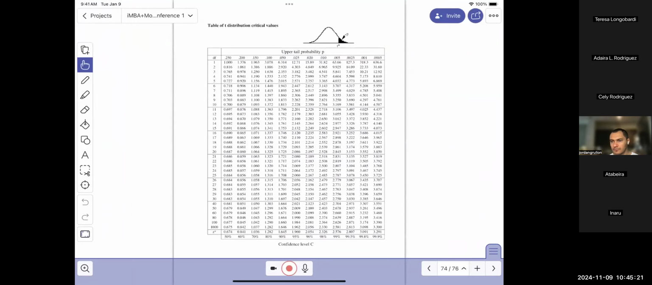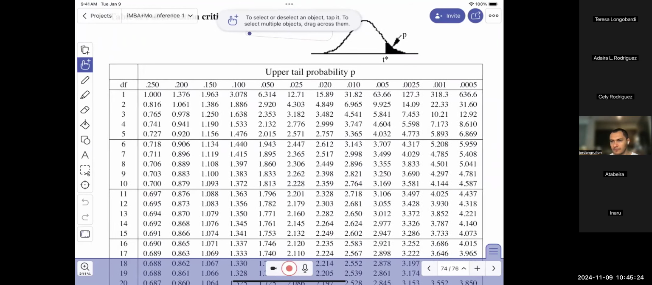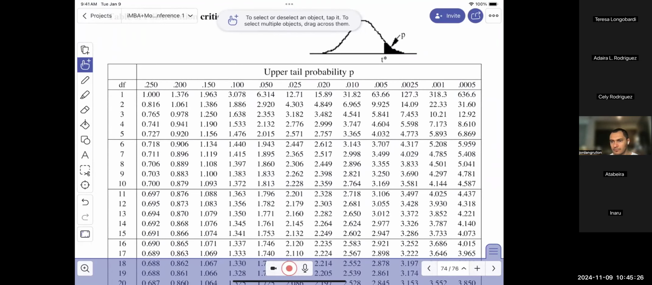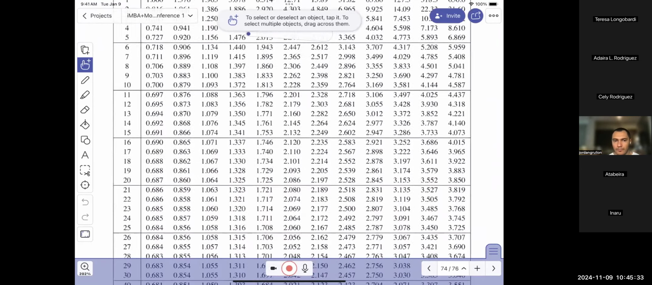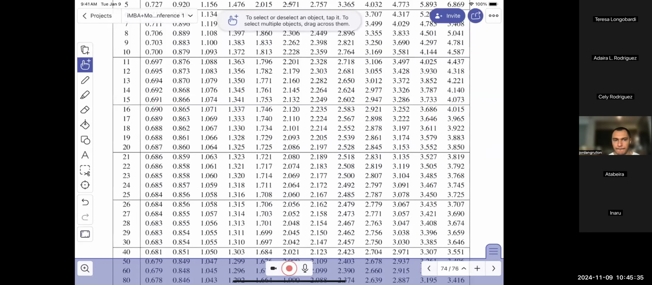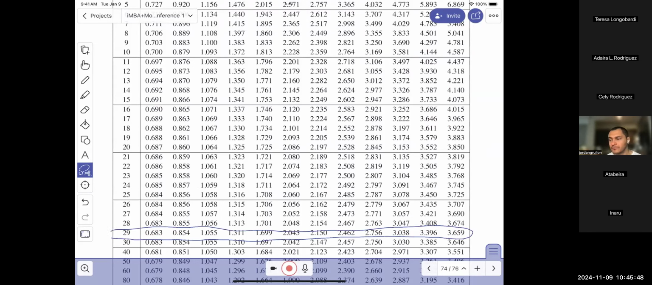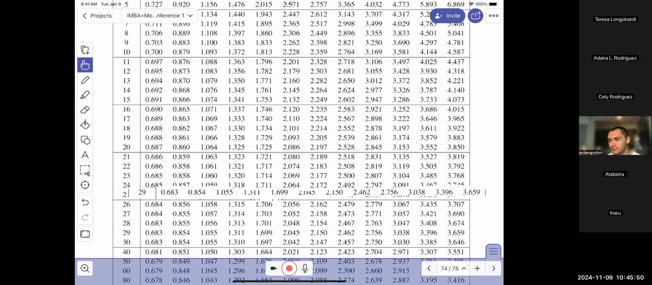This has several T tables of critical values on it, but I just want the one with 29 degrees of freedom. So I go to this row here. And what I'm going to do is drag them up. That wasn't even a good cut. Okay, do it again.